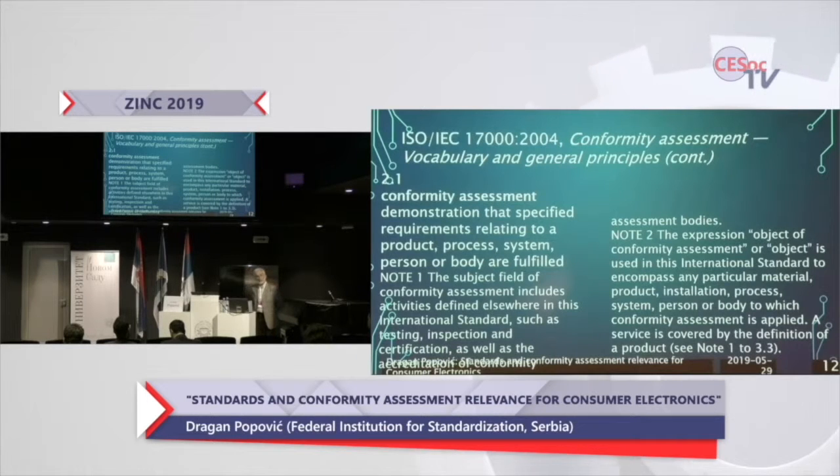The main document that treats conformity assessment is ISO/IEC 17000:2004, published. In short, conformity assessment is a demonstration that specified requirements relating to a product, process, system, person, or body are fulfilled. Very simple. The basis is to have a standard. Usually and always, the basis is some preferable international standard. Okay?